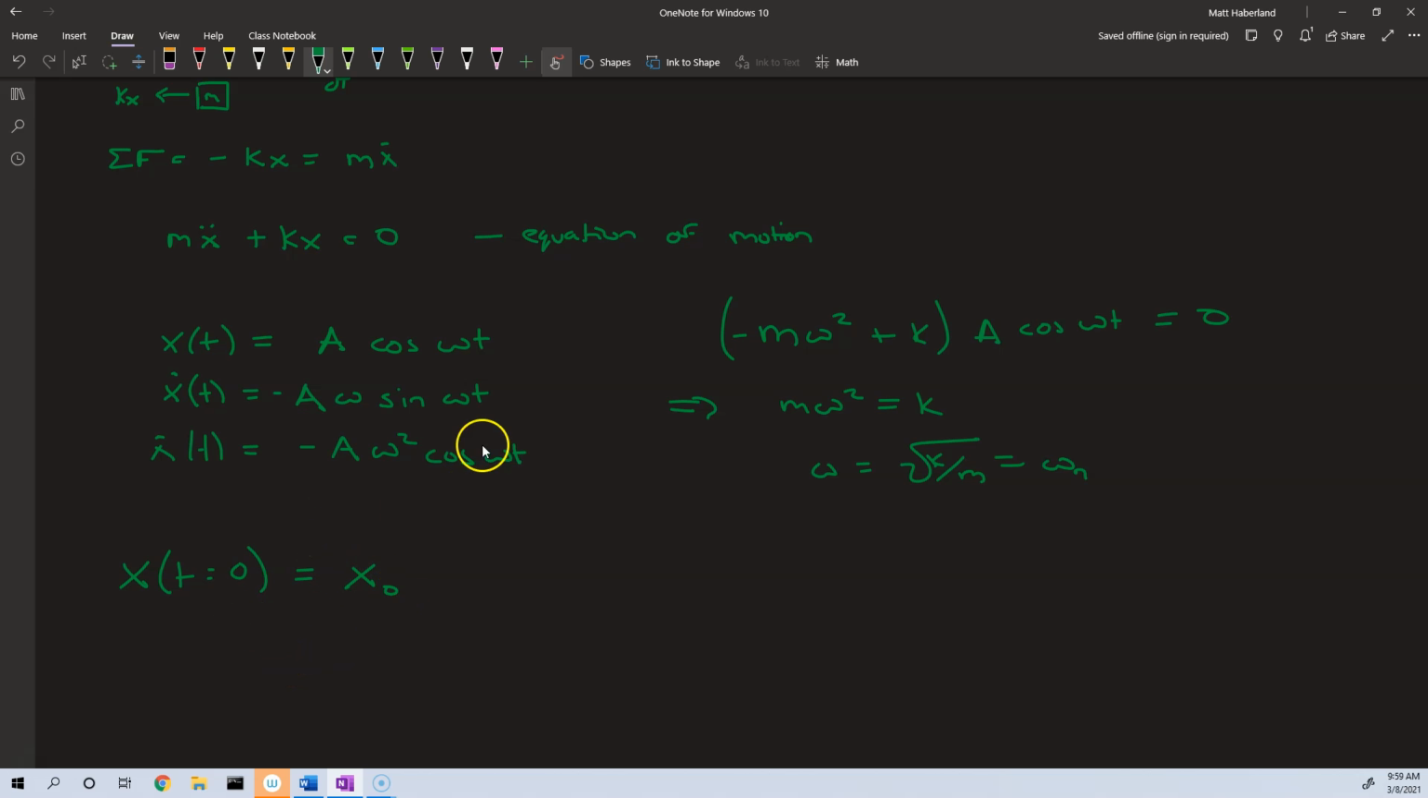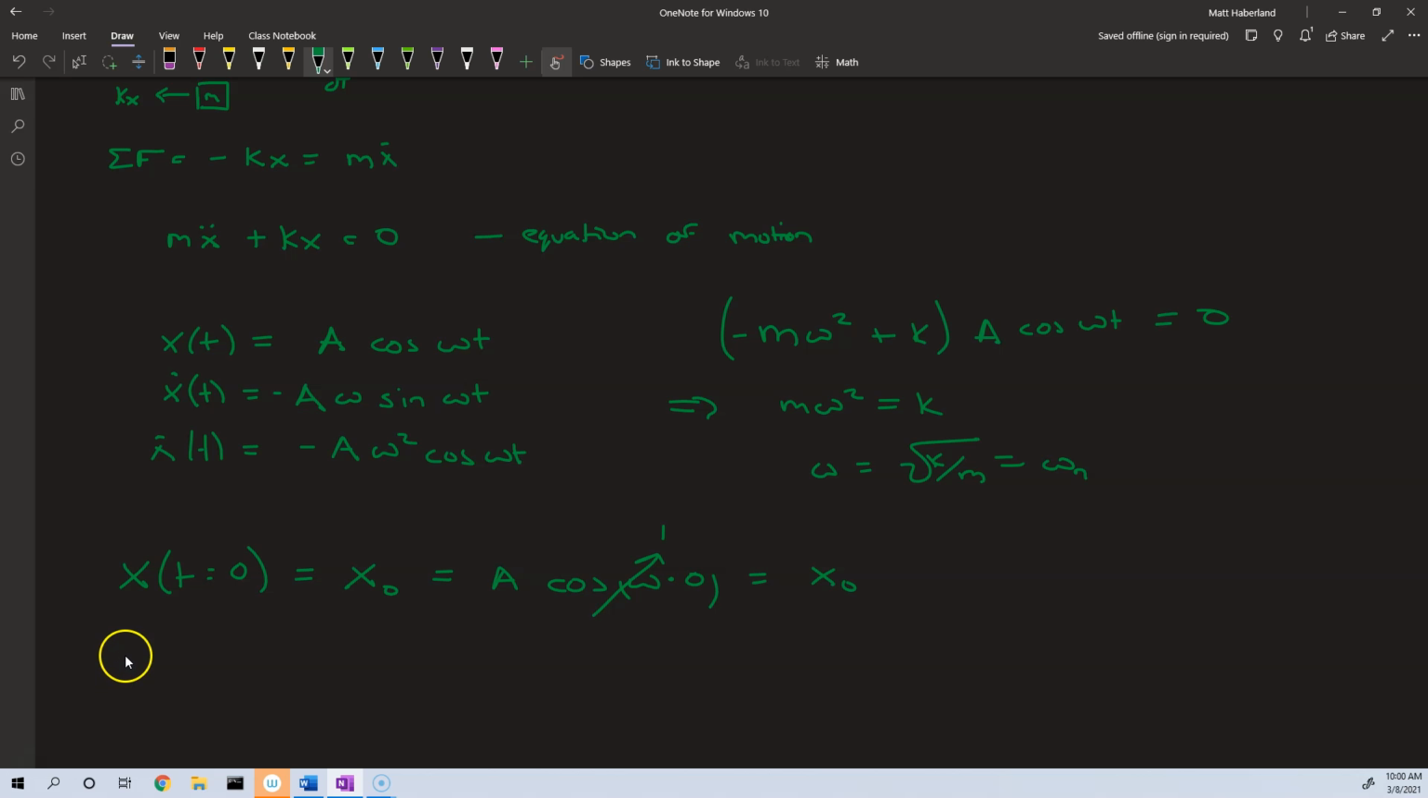That is some displacement, like this could be 1 inch. We've displaced it 1 inch initially. Let's plug in t is equal to 0 into our solution and see what happens. That is equal to a times cosine of omega times 0. Well, this is 0. Then cosine of 0 is 1. Then that's telling us that a is equal to x naught.